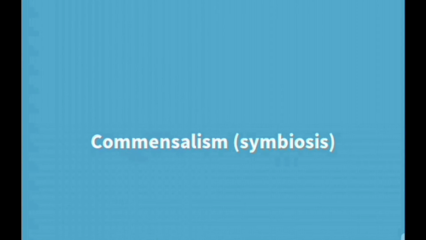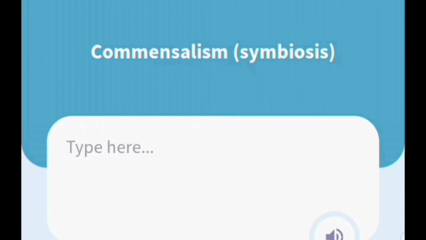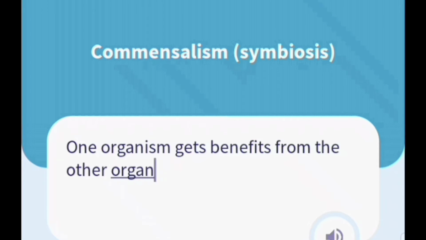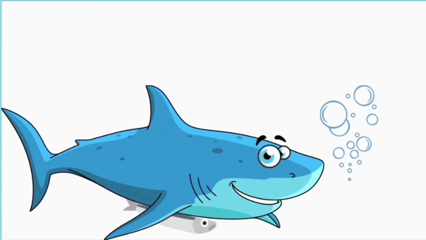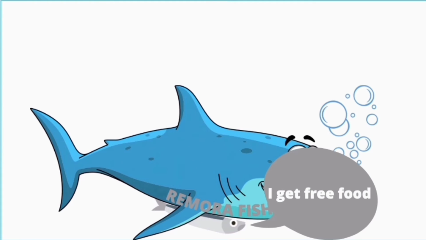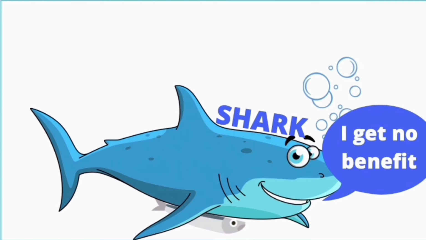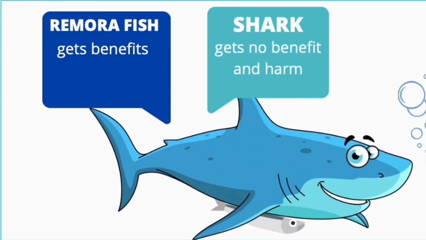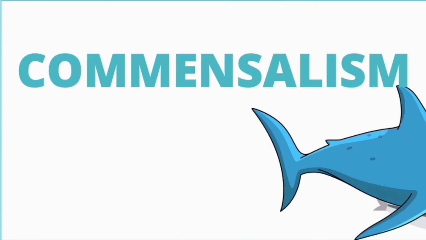The last type of symbiosis, which is commensalism, means that in the interaction, one organism gets the benefits from the other organism without harming it. This interaction between the remora fish and the shark is called commensalism.